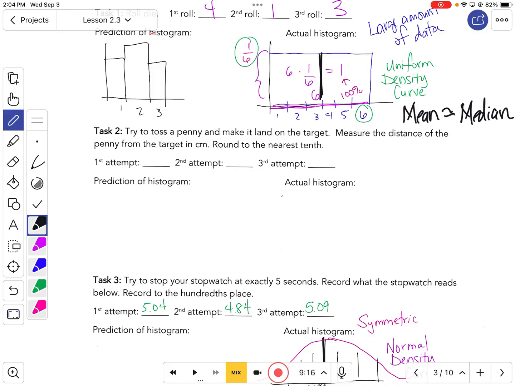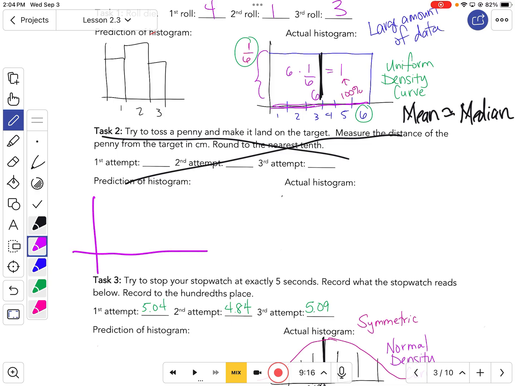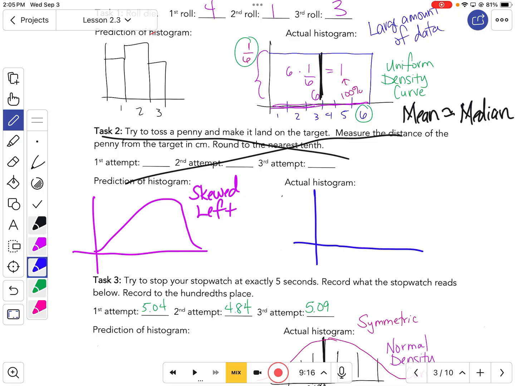Now, where it gets weird is when we start skewing our data, in terms of the mean and the median. We're going to ignore this task, but I want to draw some curves in here for you. So let's draw this one in. That is skewed left. So let's say we have this data that was skewed left, and then we're going to do one that's skewed right, which means it's low on the right side.